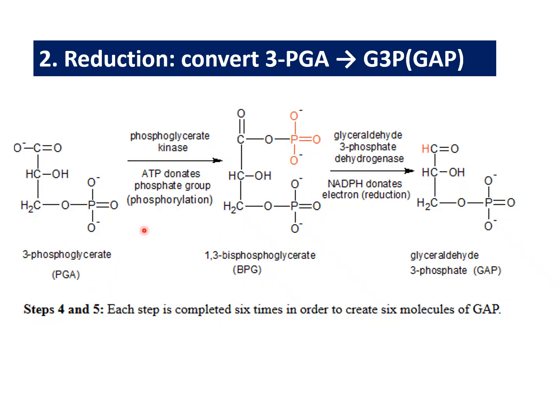So what has happened to PGA? 3-phosphoglycerate is first converted into 1,3-bisphosphoglycerate. ATP hydrolysis occurs, therefore an additional phosphate group is attached to this molecule. Now the 1,3-bisphosphoglycerate gets converted into GAP, that is glyceraldehyde 3-phosphate. Here the second product of the light reaction, NADPH, is also utilized for the reduction. So what happens during reduction? Conversion of 3-phosphoglycerate into glyceraldehyde 3-phosphate, GAP. Okay.